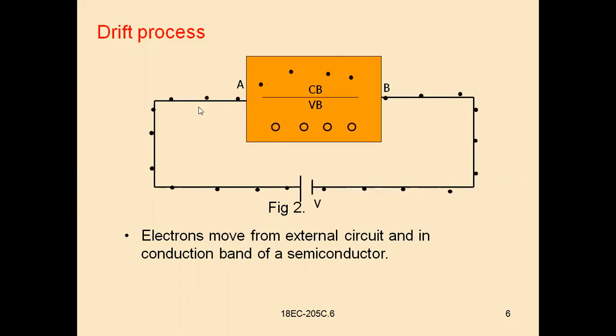Look, they are moving from the conduction band. Whenever the voltage is applied, what happens immediately? Conduction is going to take place where the electrons are going to move from the external circuit, look, into the conduction band of a semiconductor. Okay.